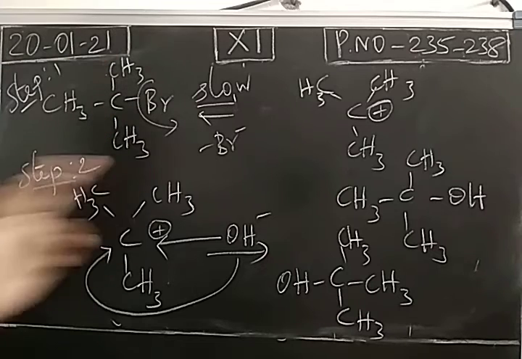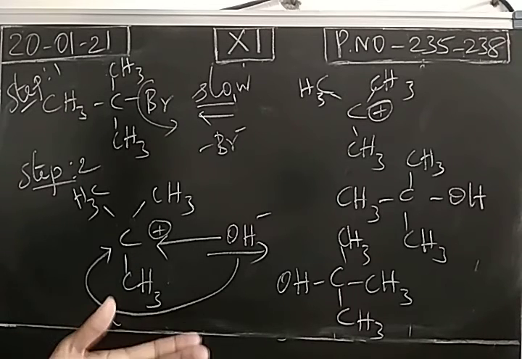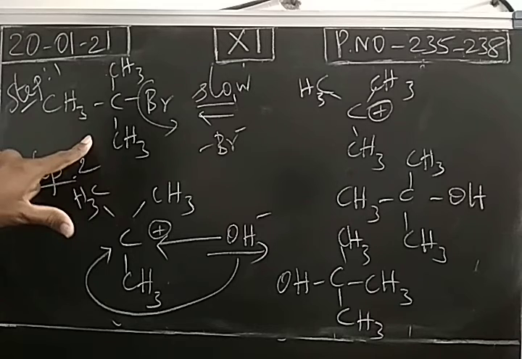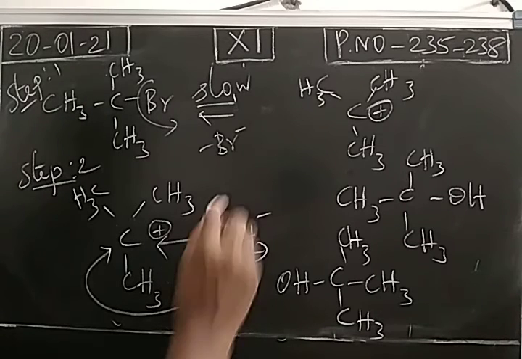Now this compound is not optically active. It is not an asymmetric carbon. So the product will also be optically inactive. This is an optically inactive reactant, so the product will also be an optically inactive substance. And the second step is a fast step.